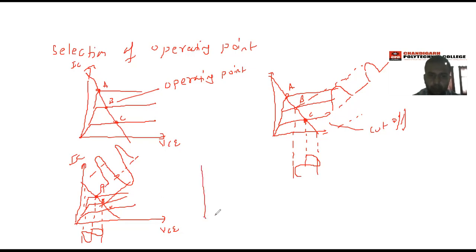And the last point is point B. Here is point B.